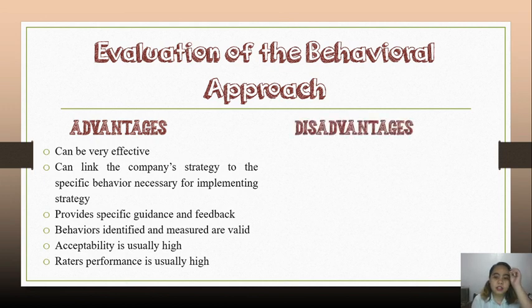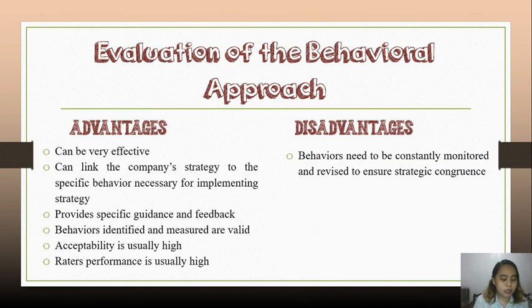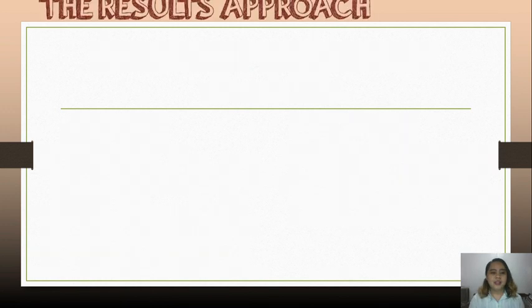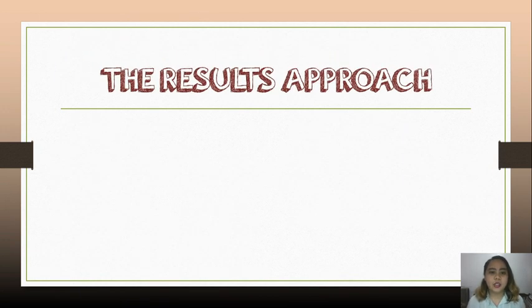And the disadvantages of the behavioral approach is that it can be closely tied to a company strategy. The behaviors measured must be constantly monitored and revised to ensure that they are still linked to the strategic focus. And also, this approach assumes that there is one best way to do the job and that the behaviors that constitute this best way can be identifiable. So next, let's discuss the result approach.